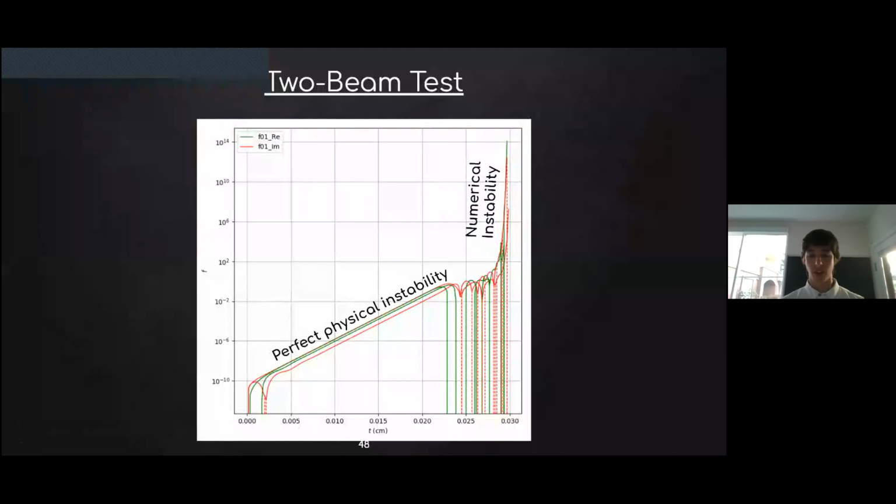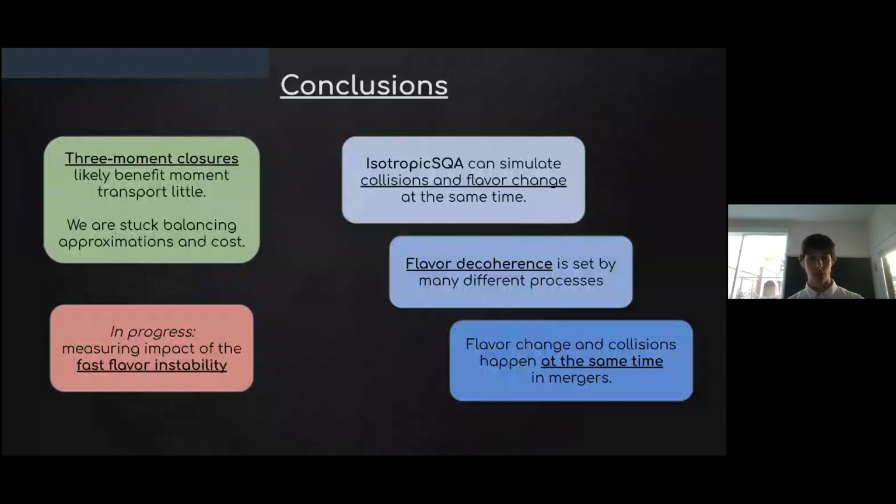Then this growth saturates, but then very quickly, the version of the code we have now develops some numerical instability. So we capture this correctly, but we're still working on getting the code to the point where it's accurate and stable for long periods of time. The last conclusion, then, is that in progress is measuring the real impact of this fast flavor instability, to understand what it really does to the neutron star merger and the matter that's ejected from it.